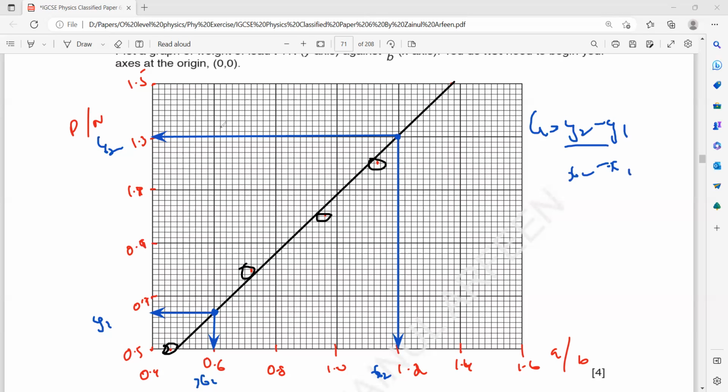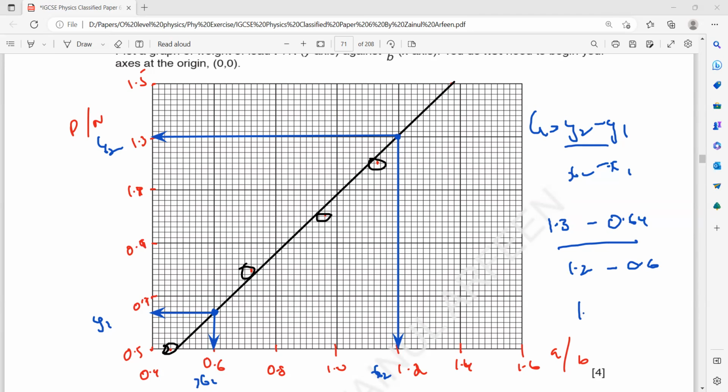You have to show this on your graph. Like y2 is 1.3, y1 was 0.6, x2 is 1.2 and minus x1 is 0.6. What's the answer? The final answer for the gradient? What's the value for gradient? 1.3 minus 1.1, so 1.1.